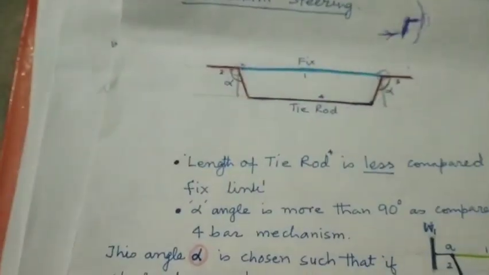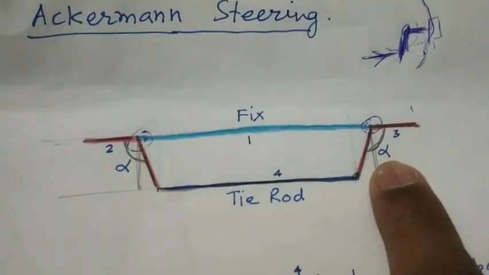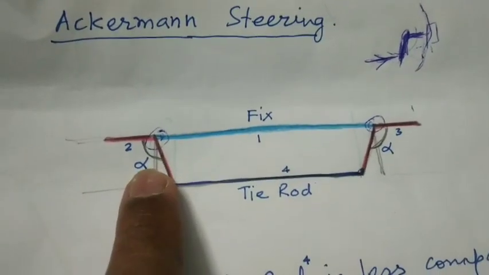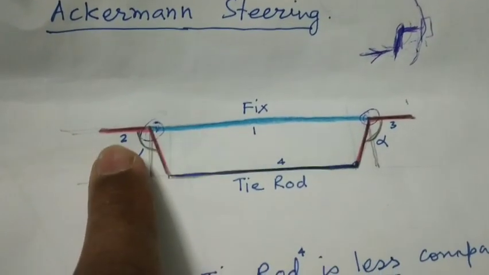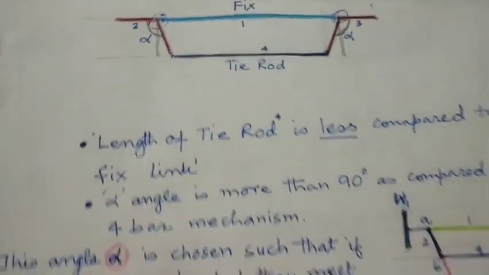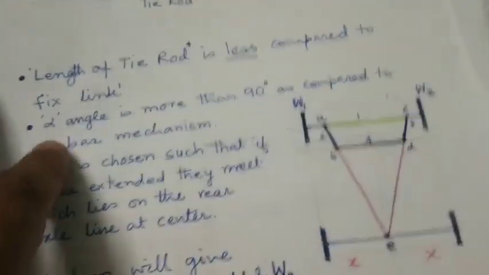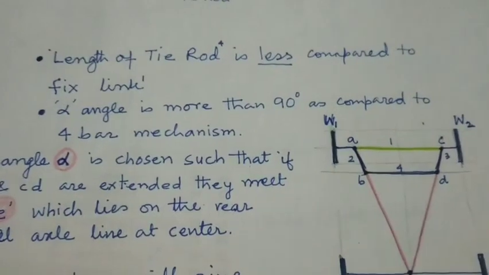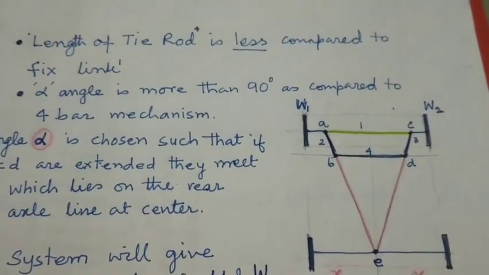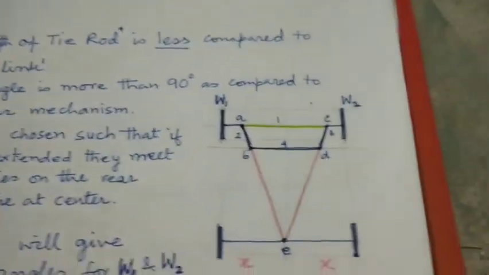I have changed the name. So here we see the angle is no more 90 degrees, it becomes alpha, which is larger than 90 degrees, and this is also larger than 90 degrees for the link 2 and 3, because the tie rod is now smaller in size. So this is the difference between the 4-bar mechanism and the Ackermann principle. The angle alpha is larger than 90 degrees as compared to the 4-bar mechanism.